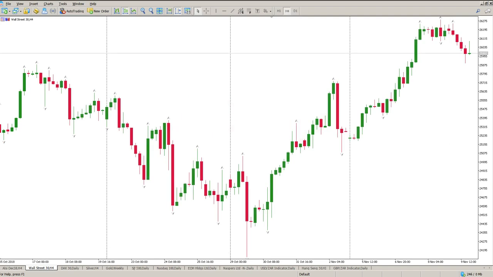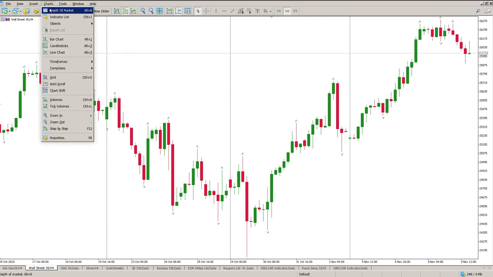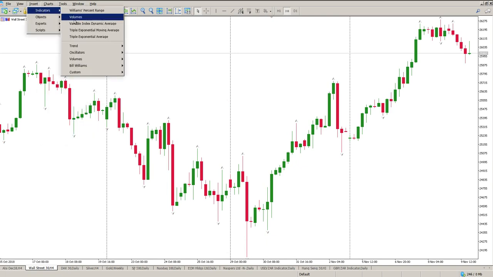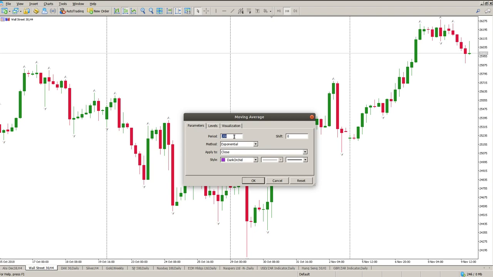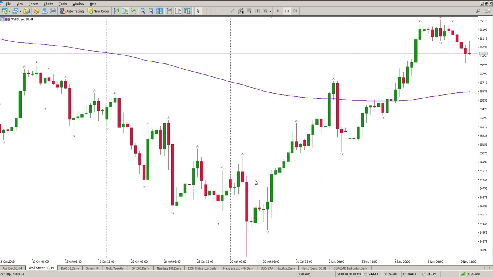Okay, so first thing we're going to do is insert a few indicators, and the indicators we're going to use are the moving averages. The first moving average I'm going to put in is a 200 exponential moving average. You've got simple, exponential, smoothed and linear weighted on most of your platforms, but we're looking for a 200 exponential moving average, and we're going to make this purple.